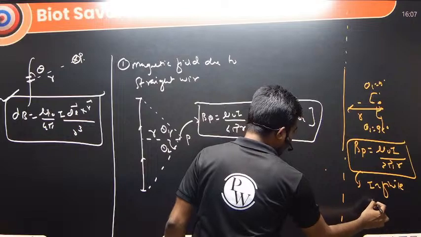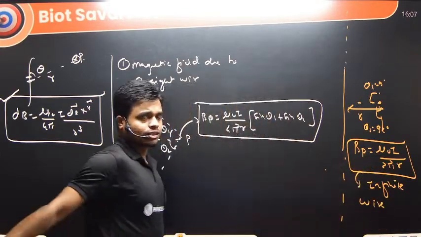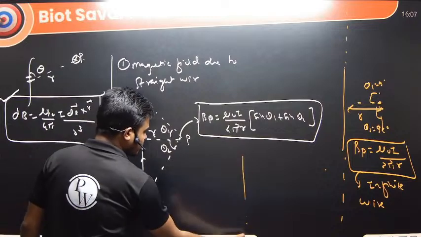If we talk about the semi-infinite wire, for example, let's say this is the wire over here.